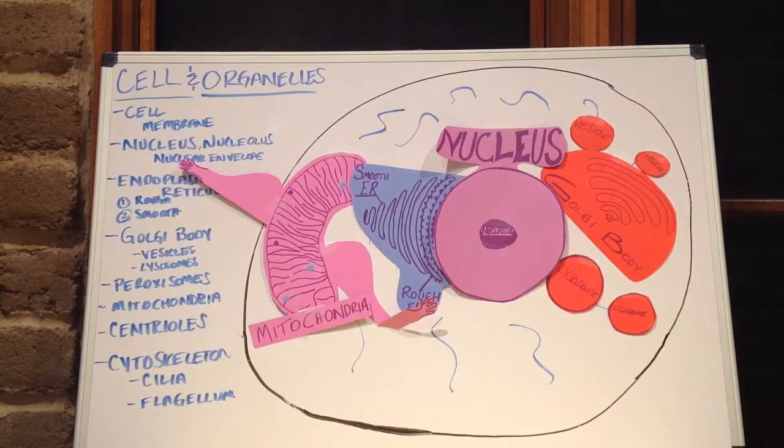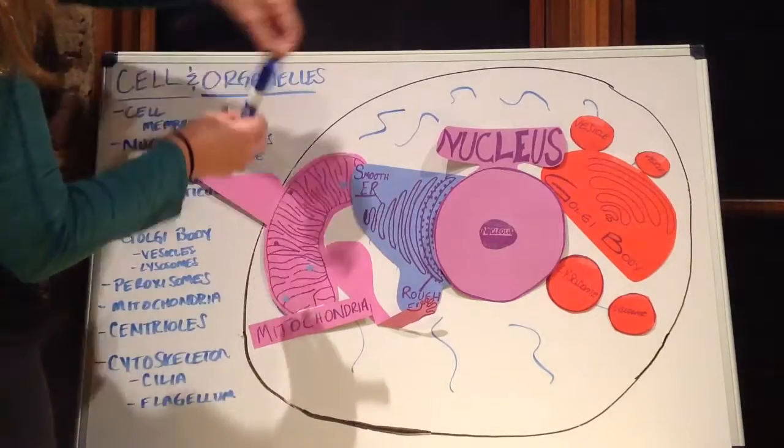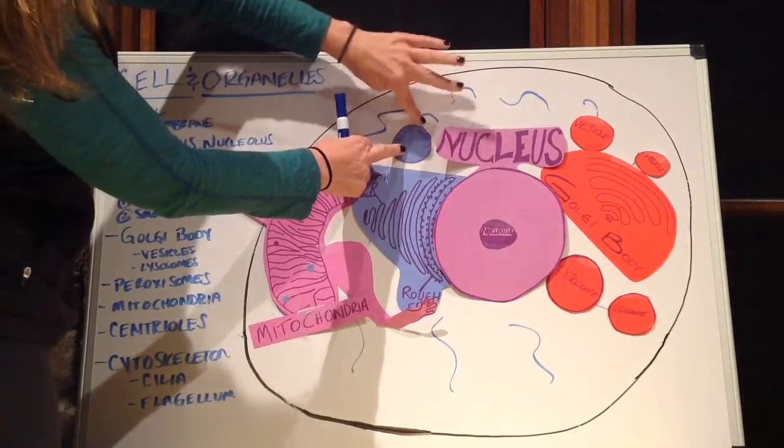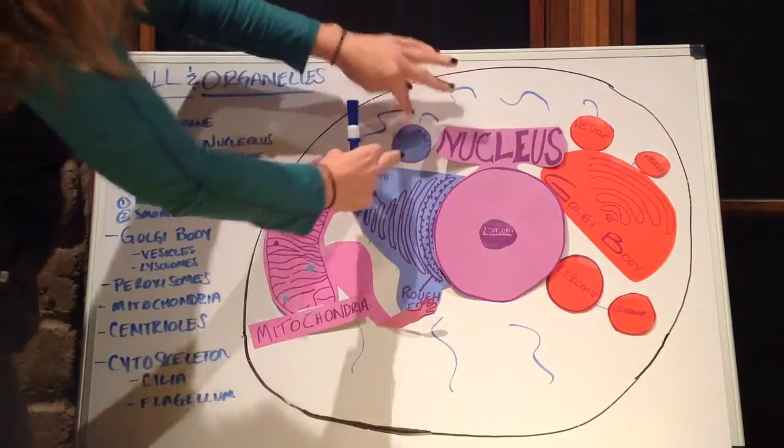The peroxisomes detoxify the cell. They resemble lysosomes, but they're not produced by the Golgi complex, but rather by the endoplasmic reticulum. So I'll put the peroxisomes right above the endoplasmic reticulum.